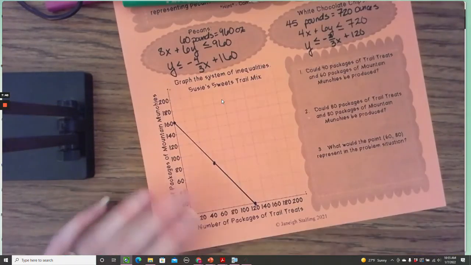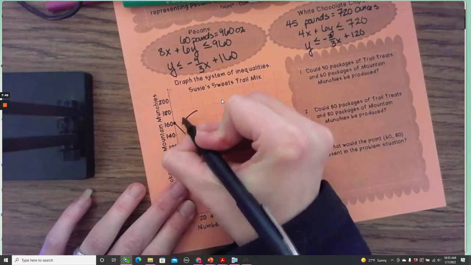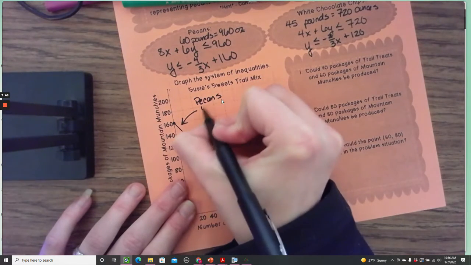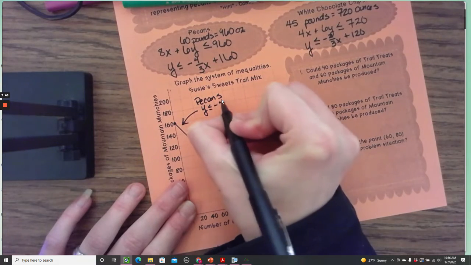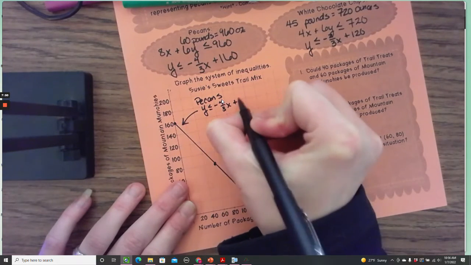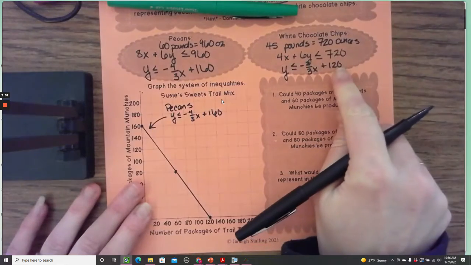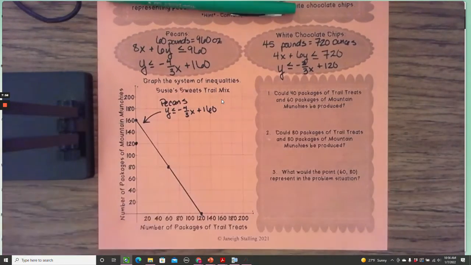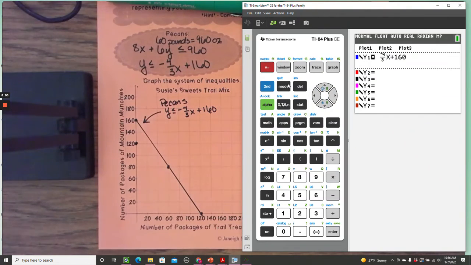Okay, and so that line, I'm going to label it here, is my pecans. That's my pecans line. That is the y less than or equal to negative 4/3 x plus 160. All right, for this one, y-intercept is 120. So now I'm going to do the same thing. I'm just going to switch my equation up. So this one is negative 2 over 3, and then plus 120, and then do second table.